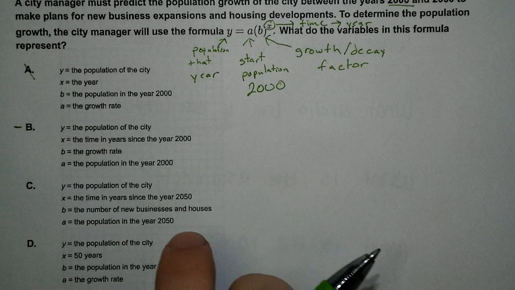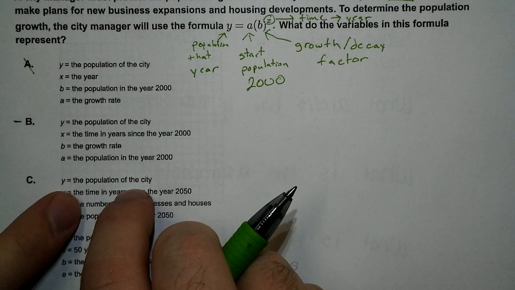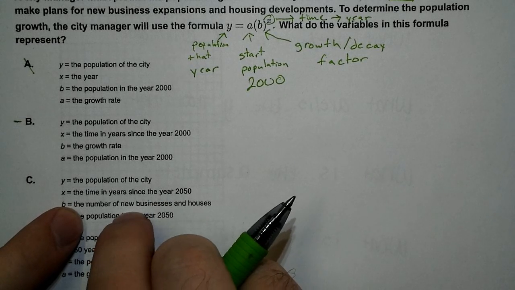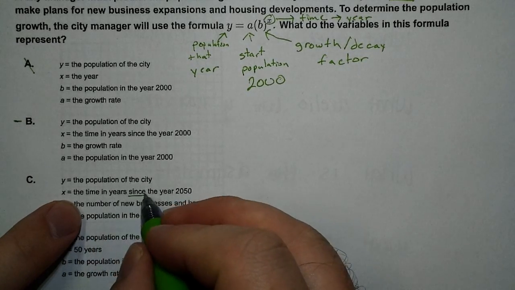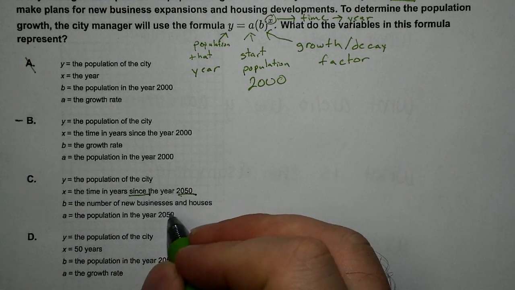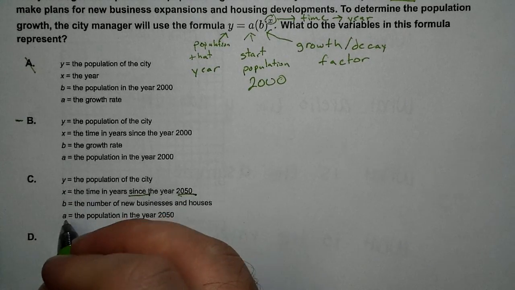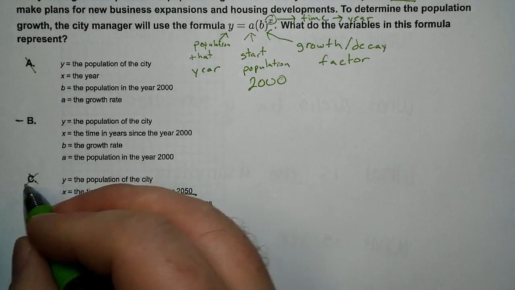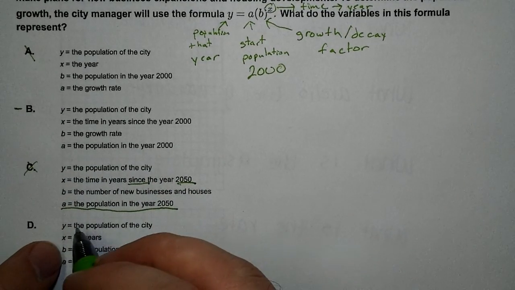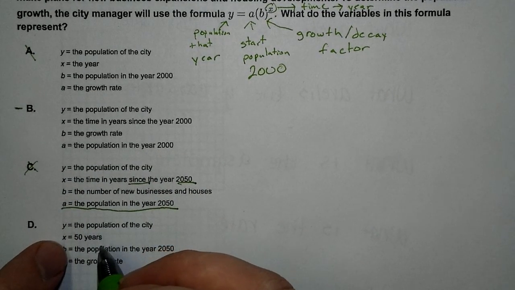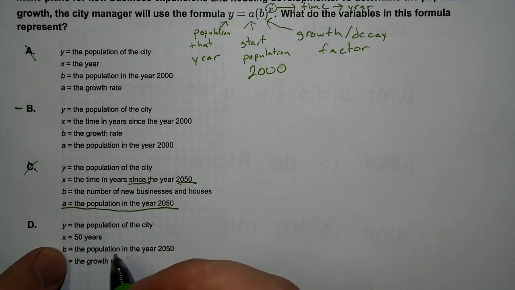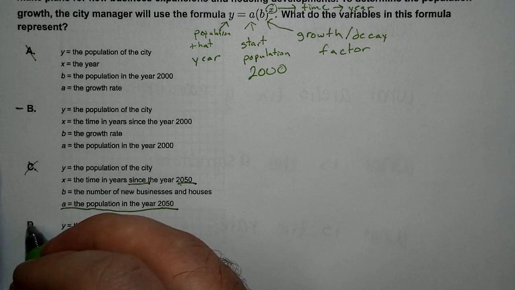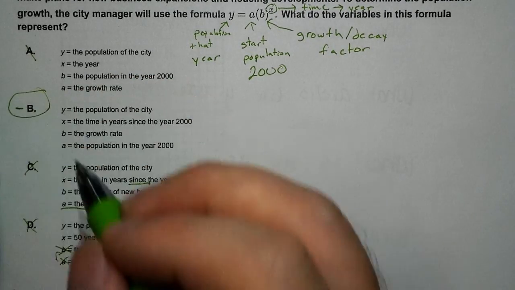Let's mark it, let's go through the rest just to double check. C: population of the city, time in years since 2050, good. No, since it says since 2050, they're saying we started in 2050, we finished in 2050. And A says the population in the year of 2050, that should be the start population in 2000. So C is wrong. D says population of the city, good. X is 50 years, okay. Population of the year in 2050, no. That is the growth rate. So A and B are switched. So the only answer that works is answer B.